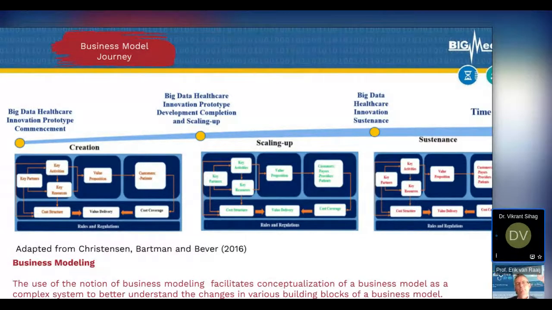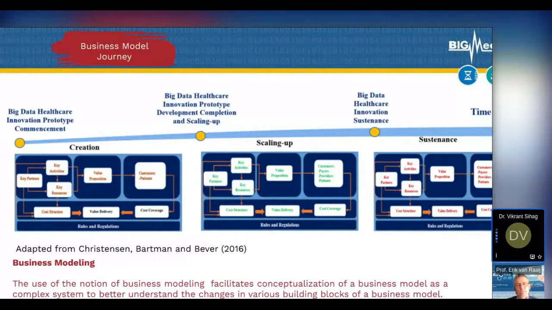That's why within the BigMedilytics project, we use the notion of business modeling, which basically focuses on conceptualization of a business model as a complex system, and how different elements of this complex system change across different phases. By different elements, I mean value proposition, customer, key activities, key resources, key partners, cost structure, and cost coverage, as the pilot moves from prototype development to scaling up and beyond to sustenance.